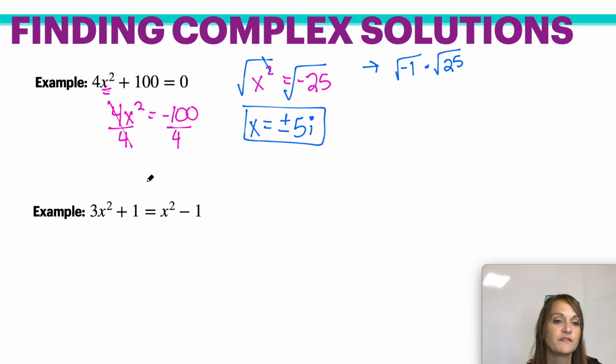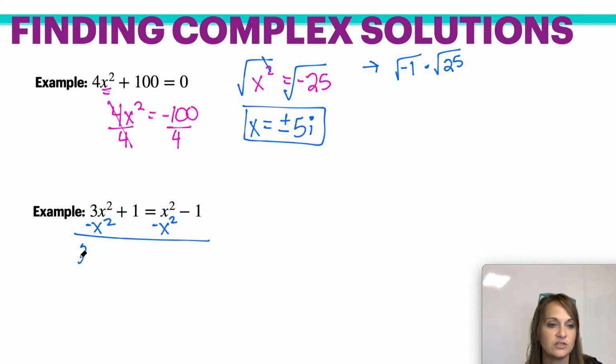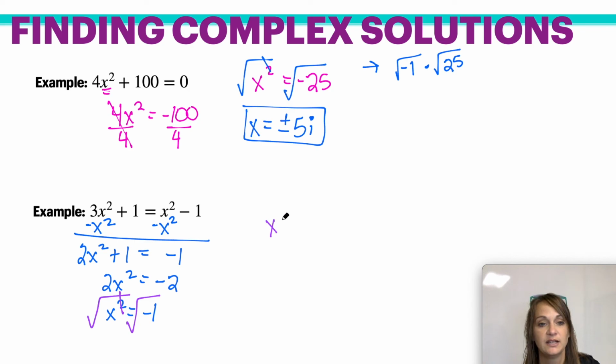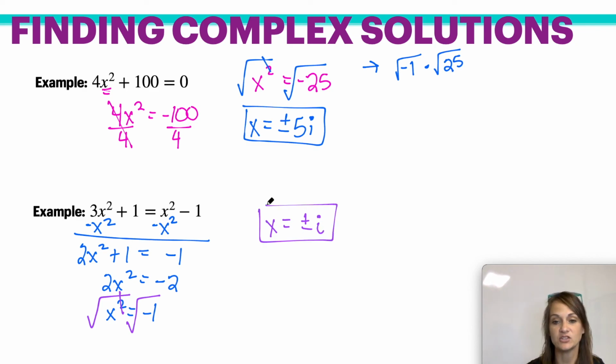Same thing here. You have to solve for 0, so I'm going to subtract x squared on both sides. And I'll get 2x squared plus 1 equals negative 1. And now I'm going to subtract and get negative 2 when I subtract 1. And now to solve for x, I have to divide by 2. So when I divide by 2, I'll get negative 1. That is equal to x squared, so you're going to take the square root of both sides because the square root and the square cancel, leaving me x equals plus or minus the square root of negative 1, which is the imaginary number i.